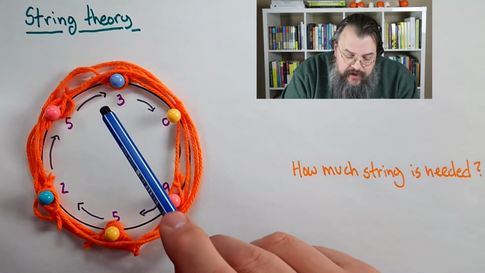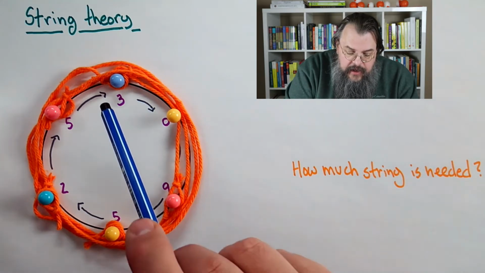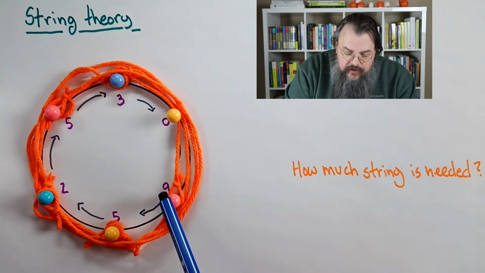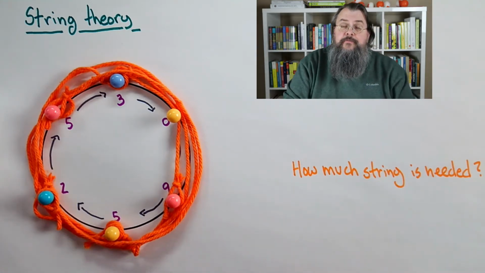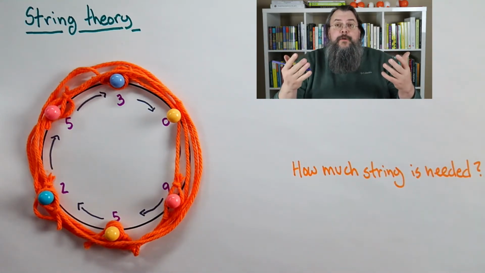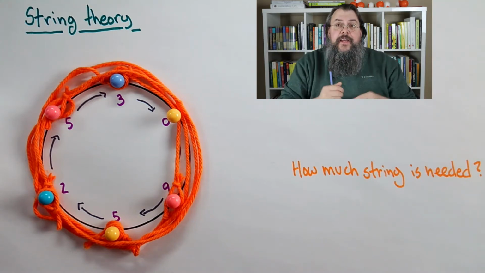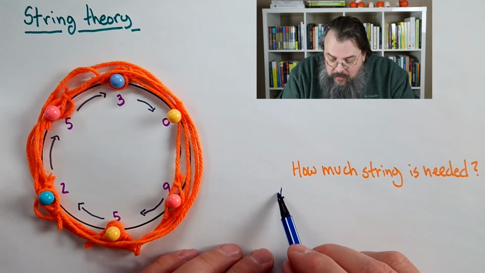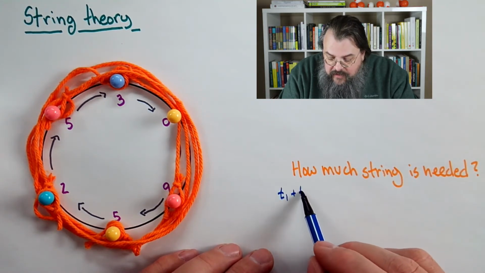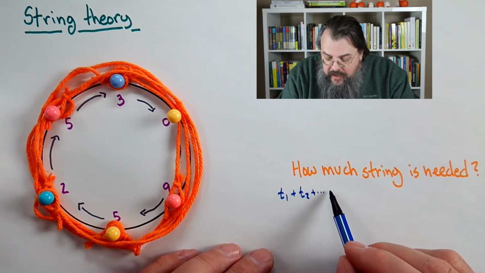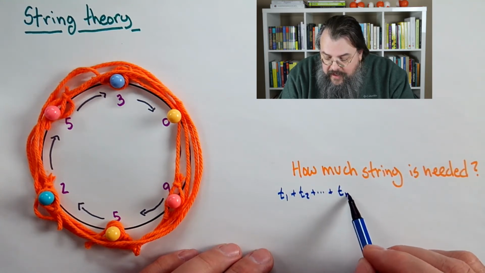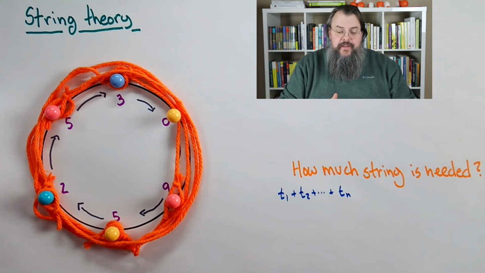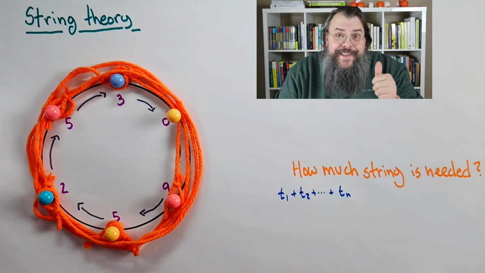Well, one way we can count is we can say, look, this string that we need is based off of the throws. See, I needed a string of length 3, string of length 0, string of length 9, a 5, a 2, and 5. In general, if I want to know how much string I need, I add the lengths of the throws together. So we can say, all right, it's T1, the first throw, plus the second throw, all the way up to the last throw. That's the answer. That's how much string is needed. Okay, so that was one way to count it.